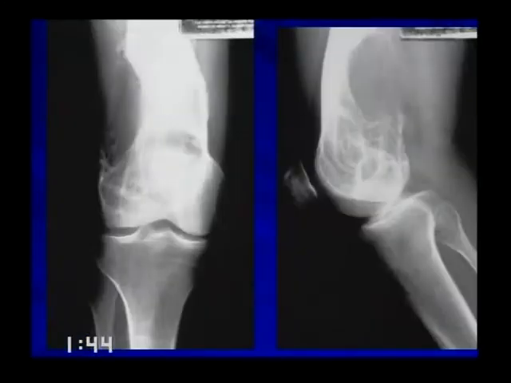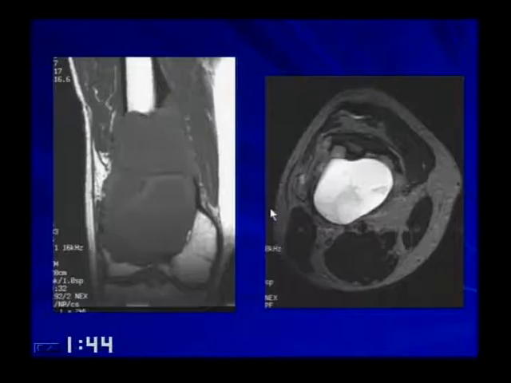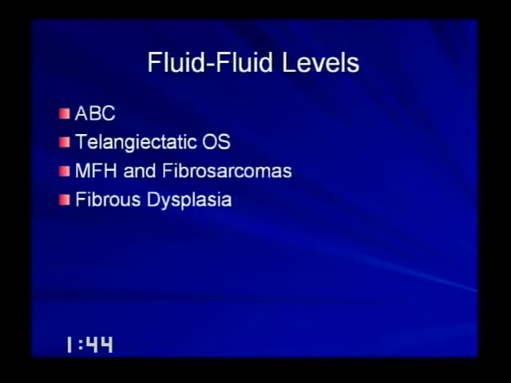Here's a patient with a very aggressive-looking aneurysmal bone cyst. And on these coronal images, you really can't see the fluid levels, but this patient did have fluid levels. Fluid levels are not pathognomonic of ABCs. They can be seen in telangiectatic osteosarcoma, like we mentioned, MFH, fibrosarcomas, and even in fibrous dysplasia.